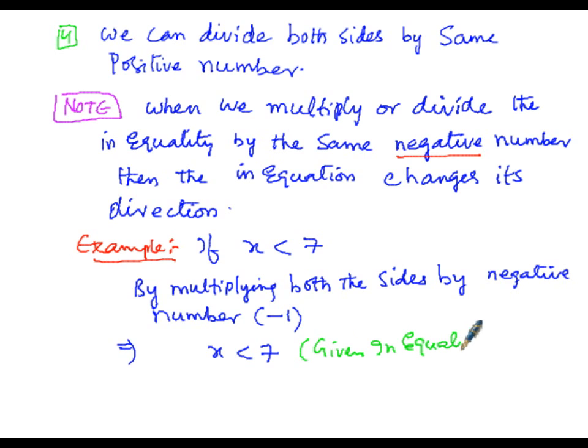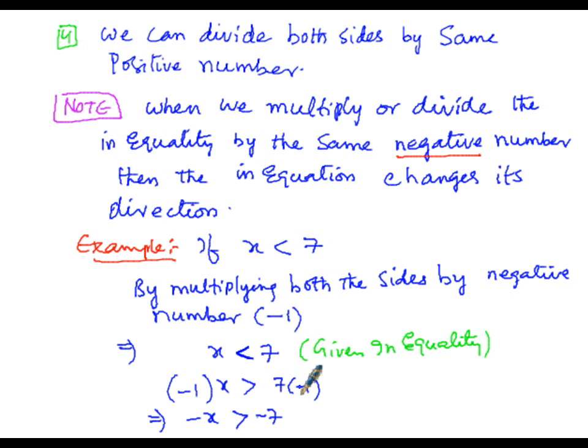So, here as per the problem I have to multiply both sides by minus 1. So, x multiplied by minus 1, then 7 multiplied by minus 1. When it is multiplied, the inequality sign will be changed. So, less than becomes greater than. That implies minus x is greater than minus 1 into 7, which is minus 7. So, the symbol will be changed.